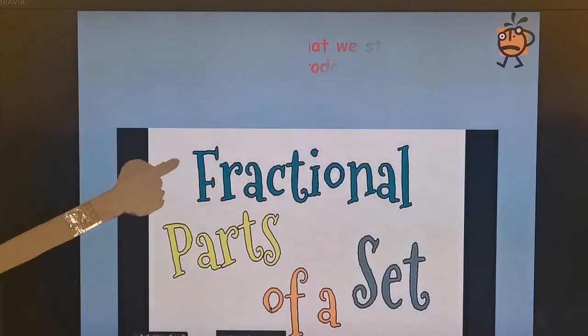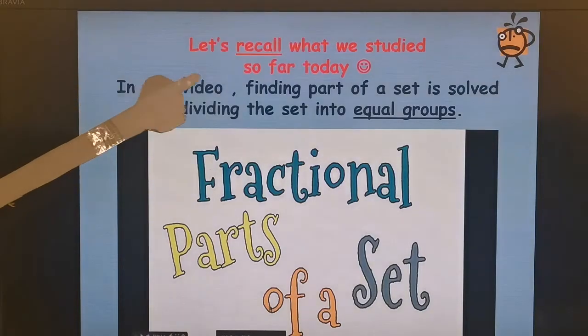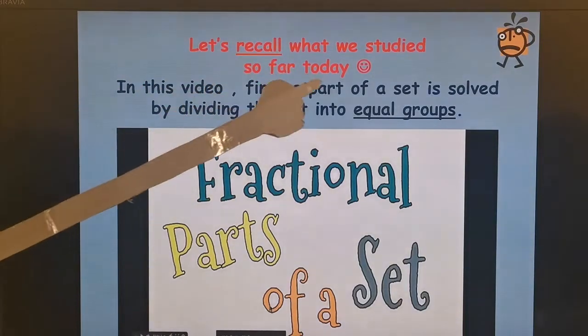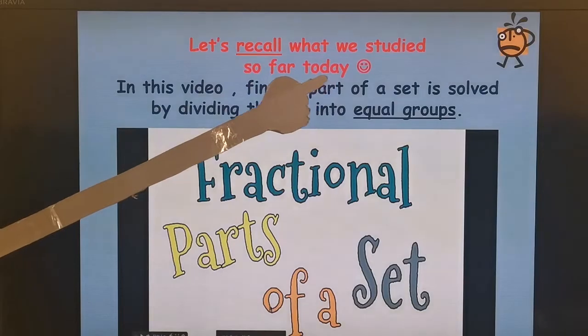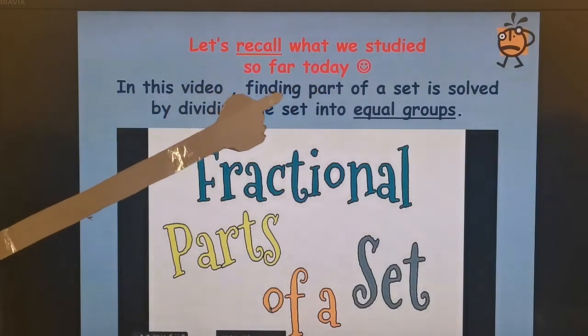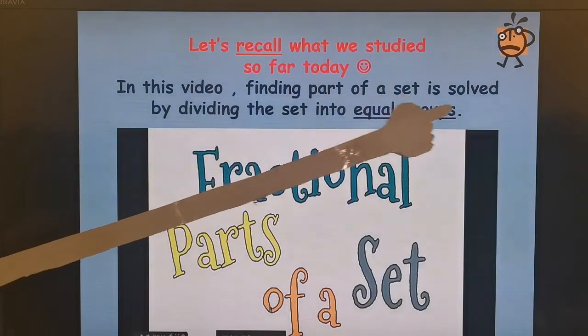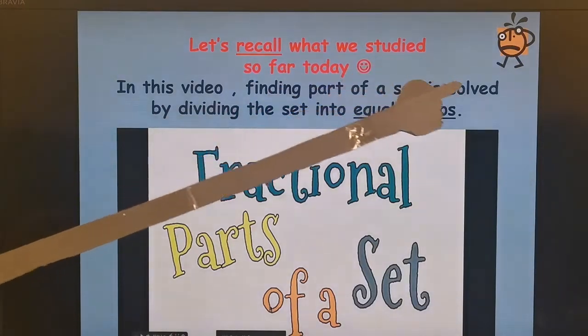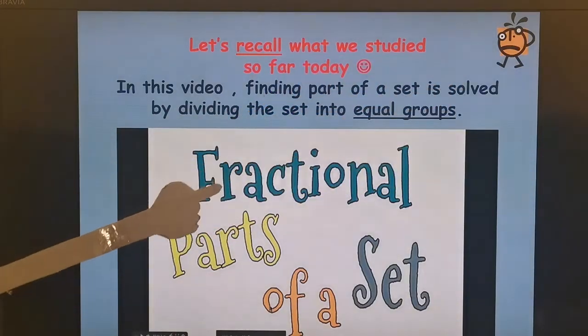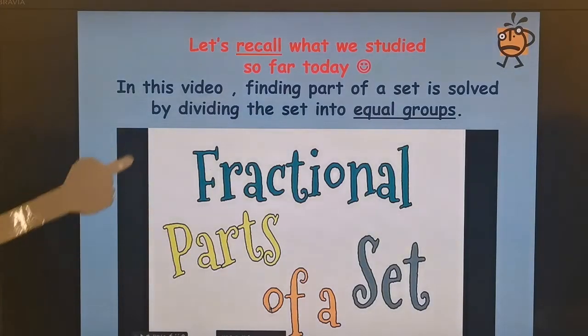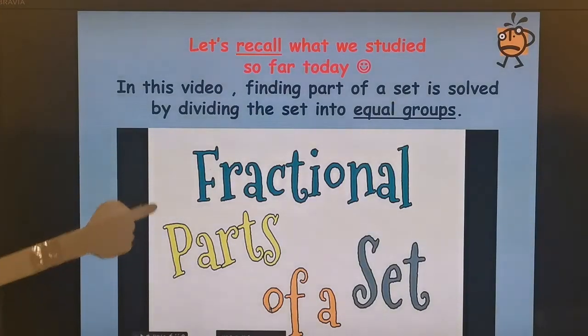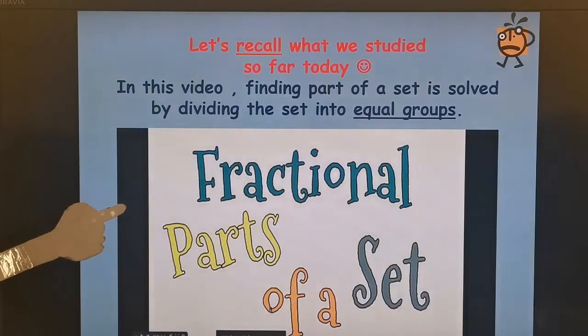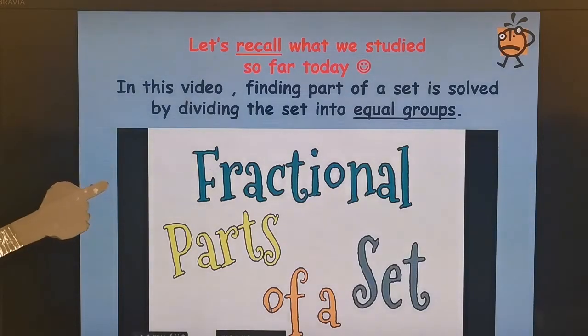I want you to go first through this video. Let's recall what we studied so far today. In this video, finding part of a set is solved by dividing the set into equal groups. So you will see how you can do it if you have the shapes. It will help you immediately to find out the answer, like how we did now.